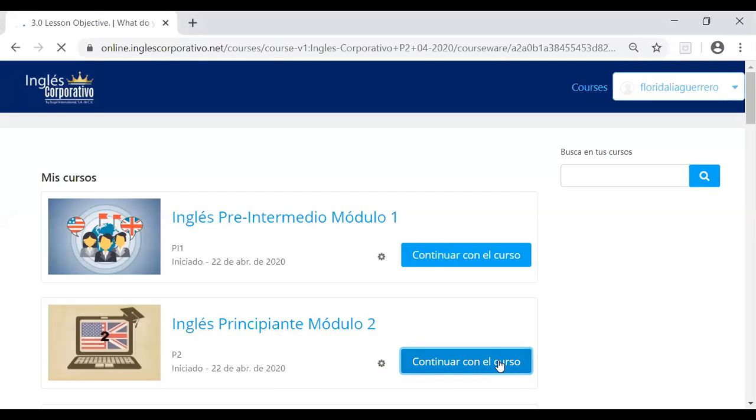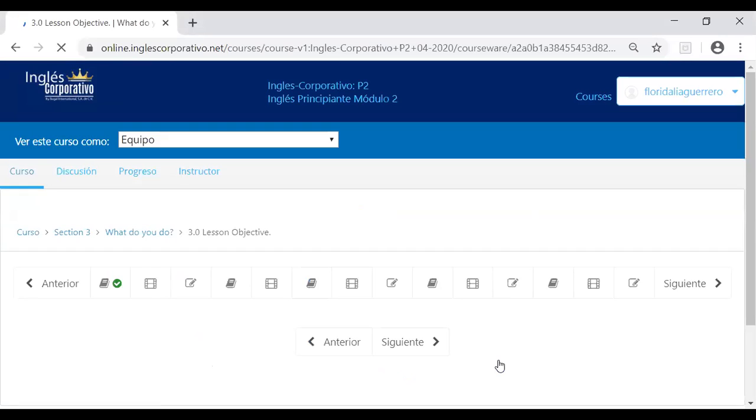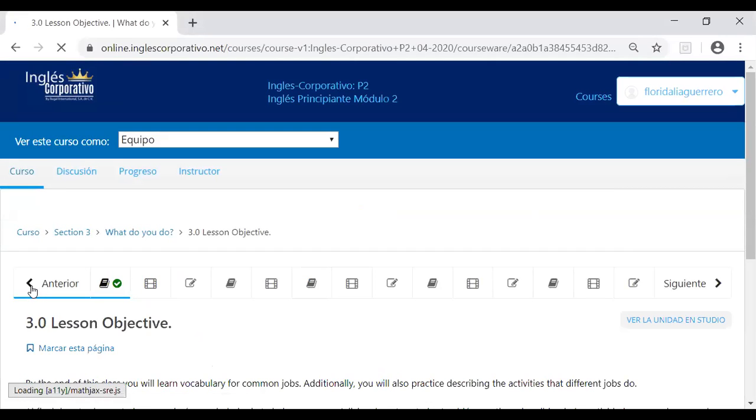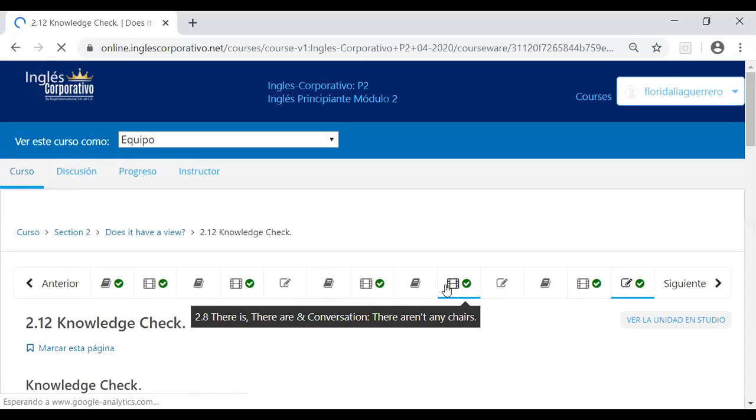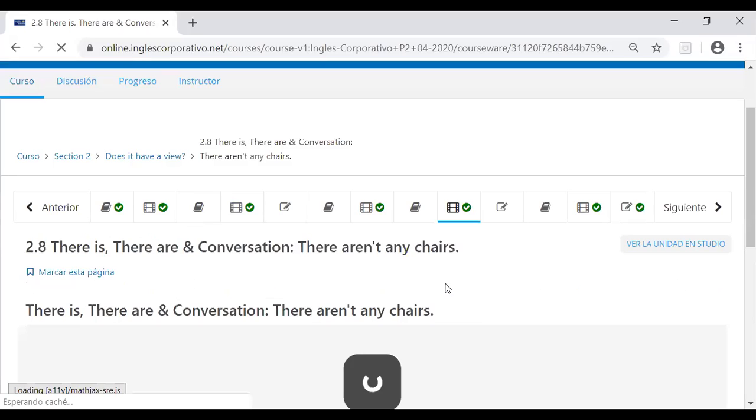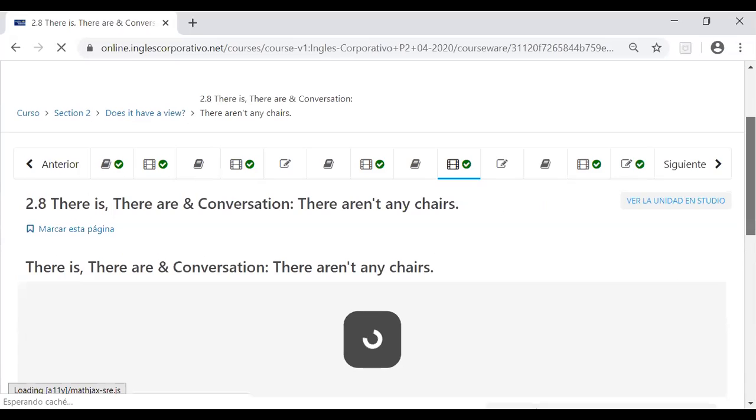Remember that if you have any doubt or question about the exercise, you can ask. Today we will finish section number 2. And remember that at the end of section 3, you have the midterm exam. So it is important you complete the exercises and that you ask in case you have any question. So we're going to watch the video, the explanation about the uses of there is and there are.